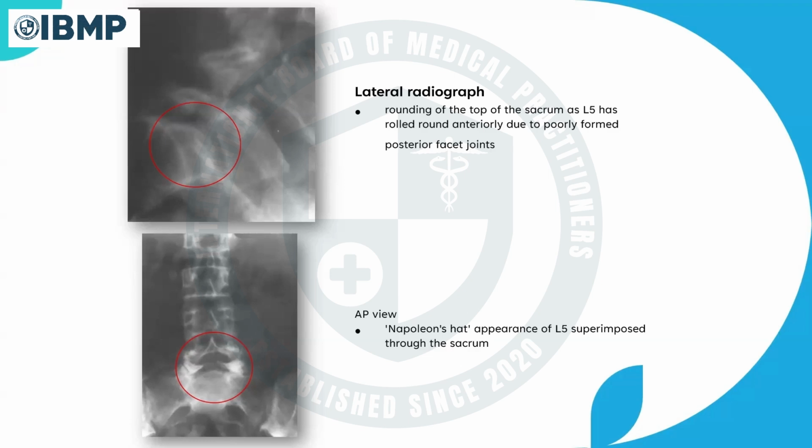In the AP view here, you can see as I have marked it, there's a Napoleon hat. This is because of the spina bifida. The laminae fail to meet or ossify in the midline, so giving this kind of defect. It is also called the Napoleon hat. Can you visualize it? So this is the Napoleon hat.